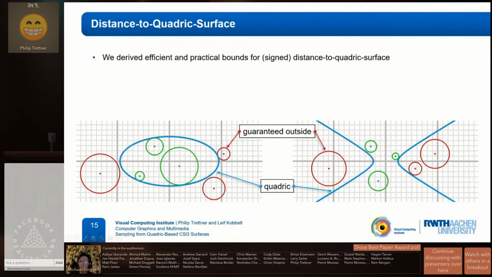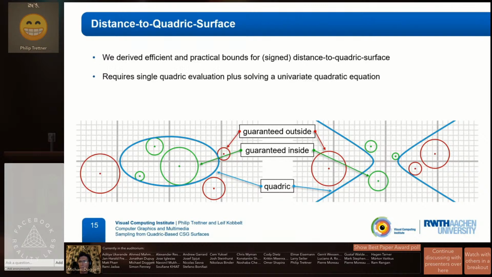And if we're querying a point outside a quadric, we get a radius where everything inside this radius is guaranteed to also be outside the quadric. Symmetrically, if we're querying inside a quadric, we are getting a radius where everything inside this radius is also inside the quadric. These are actual values here, so that is representative of the quality of our approximation here.